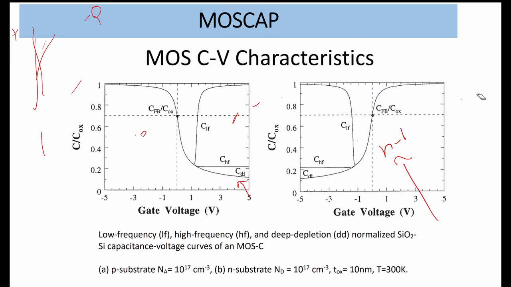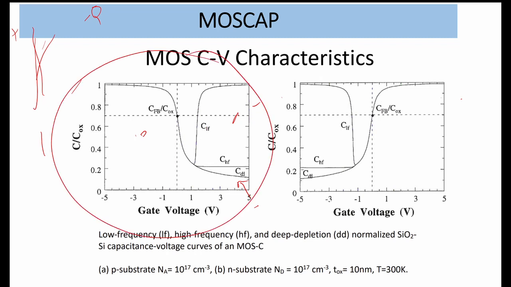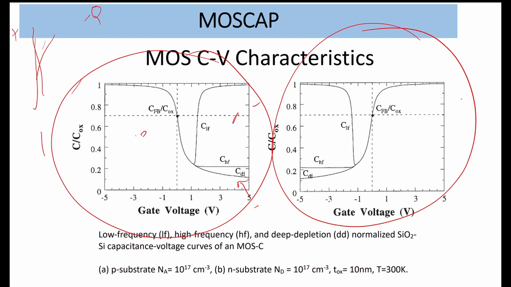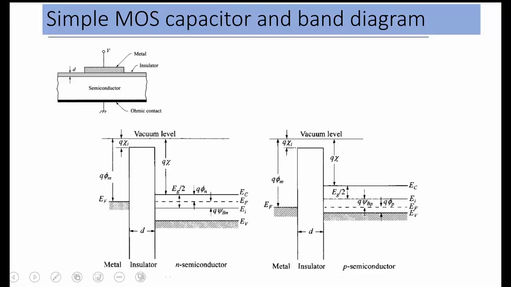How do we measure these CV characteristics? This is just to show you how the CV characteristics look like. So this is the device structure, the MOSCAP device structure.